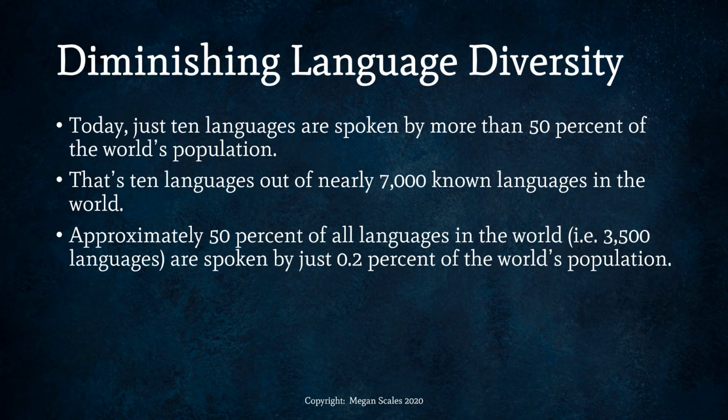And today, just 10 languages are spoken by more than 50% of the world's population. That's 10 languages out of nearly 7,000 known languages in the world. Approximately 50% of all languages in the world, about 3,500, are spoken by just 0.2% of the world's population. So there are many indigenous languages at risk, and native speakers of those languages are lost with every generation.